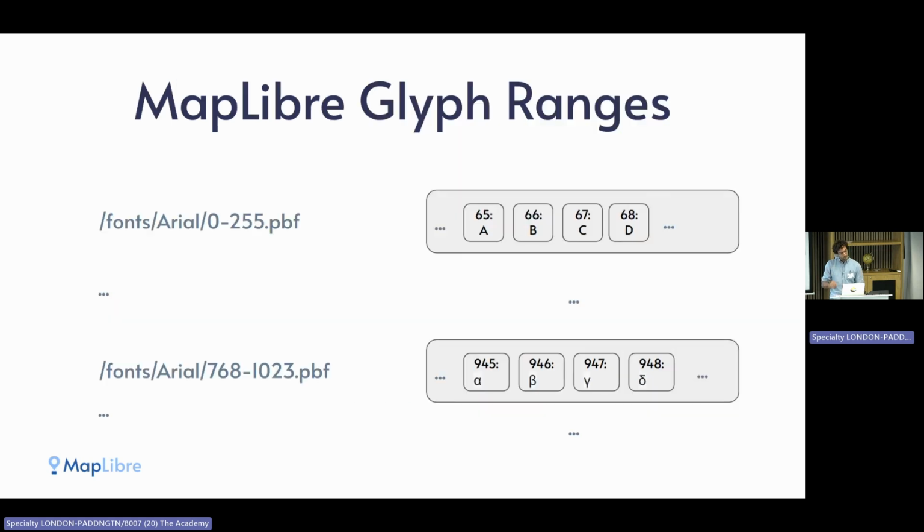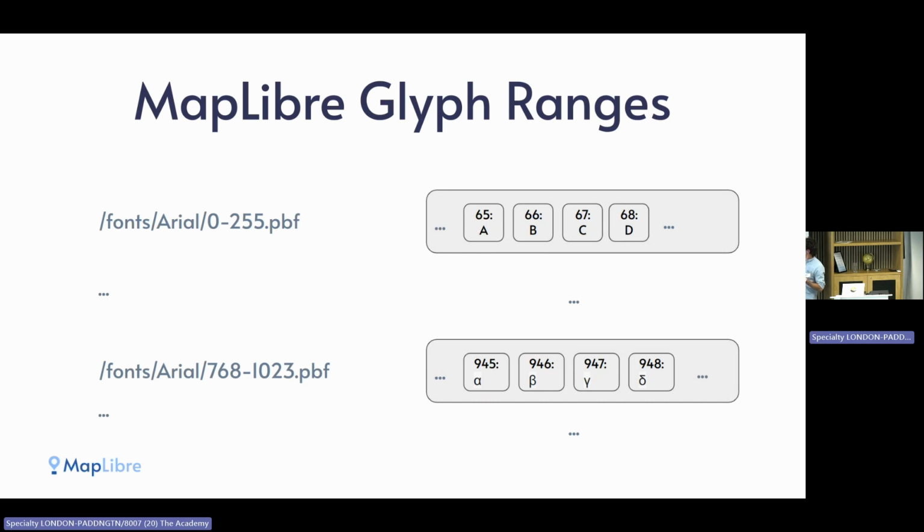Yeah. A small thing about the way data is handled in MapLibre. We have what we call glyph ranges, which are stored at endpoints like this as files. We always pack 256 glyphs into one file, so inside this file you will have the glyphs for all these code points, and it continues.